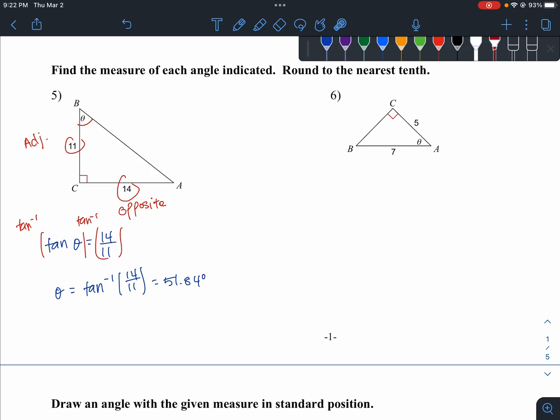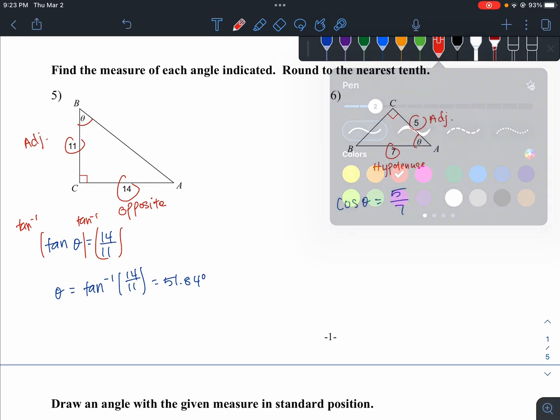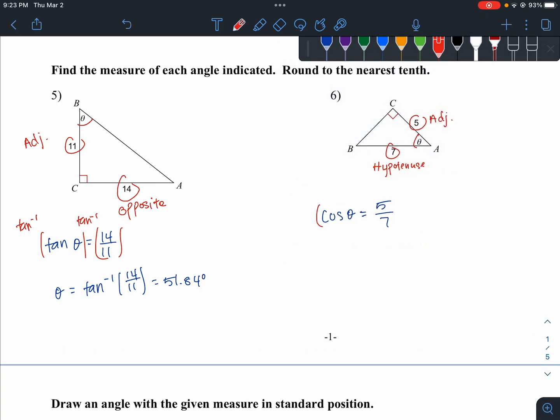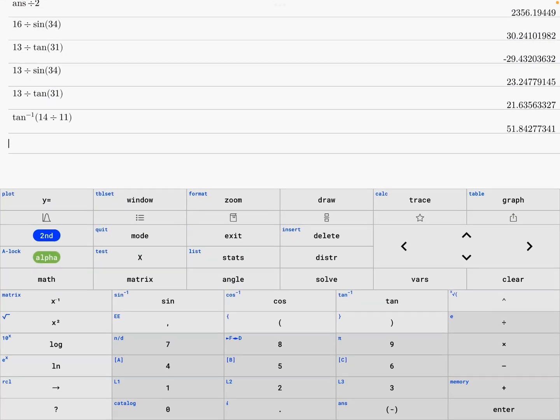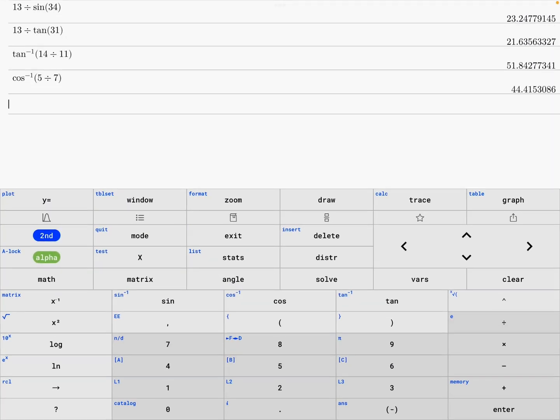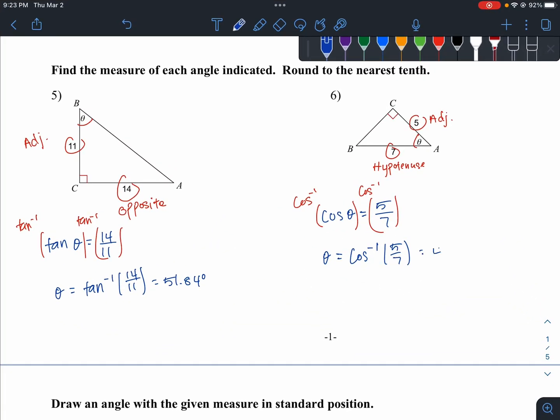Alright, let's try this one right here. I have this angle, I have the hypotenuse, and I have the adjacent side. So that sounds like cosine. Cosine of theta is equal to adjacent over the hypotenuse, so 5 over 7. I want to use cosine inverse, so those will cancel on the left, and theta is equal to cosine inverse of 5 over 7. Cosine inverse of 5 divided by 7, we get 44.4 degrees.